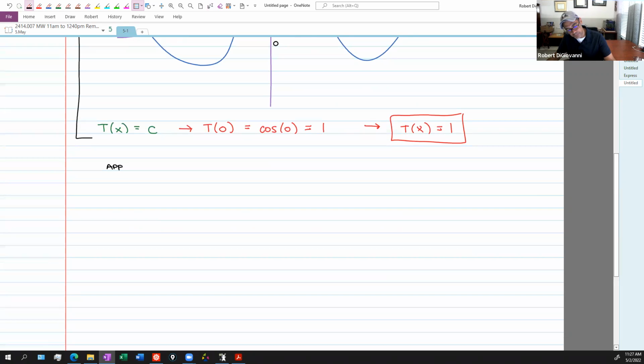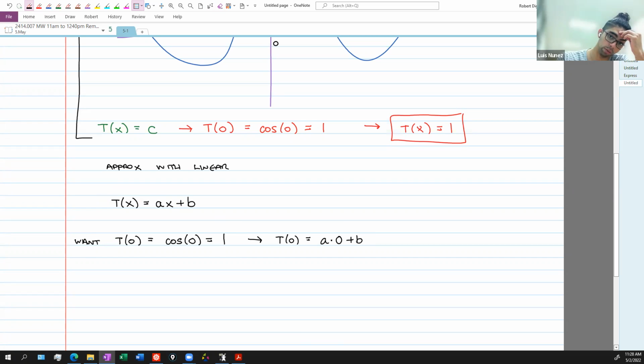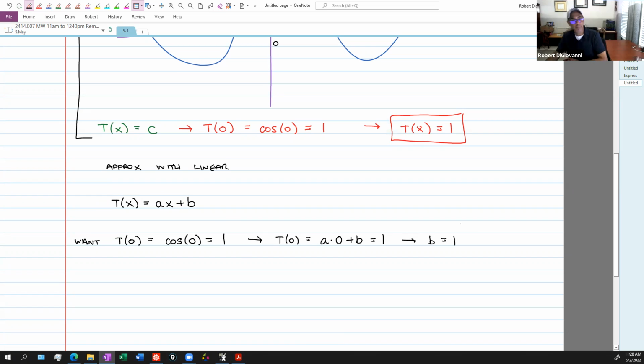Now let's approximate it with a linear function. I mean, t of x equals ax plus b. Not just a constant, but now I can have a little slope to this line. Well, first thing I need is this. When I plug zero into the function, it needs to be the same as what I get when I plug in cosine of zero, which is one, right? Don't we want that? We want that when you plug zero into this, you should get a one. Well, what does that mean? Plug zero into this: t of zero equals a times zero plus b, which is b. So b has to be one, right? Yes, so far.